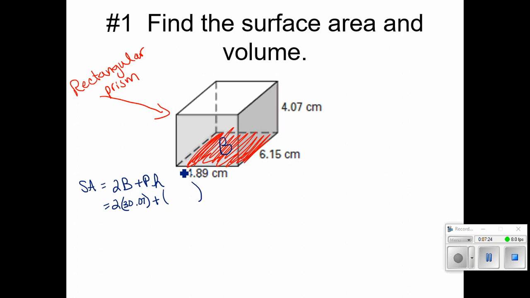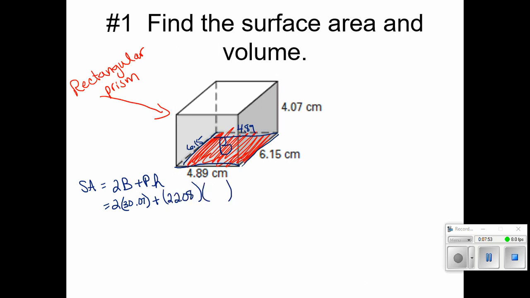Perimeter of the base. So this side plus this side plus, what would this side be? 4.89 plus this side, 6.15. So we got to add all those up together to figure out what the perimeter is. Now remember, that number is not the same as the area in most cases. Okay, so you're going to add a bunch of digits. I'm typing in my calculator as fast as I can here. I wanted to make sure I left you enough time to write. That gives me a perimeter of 22.08.